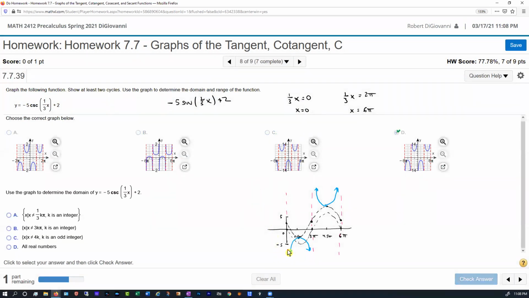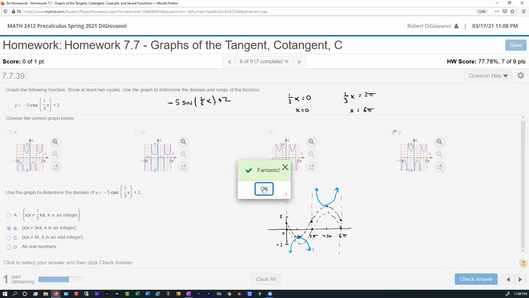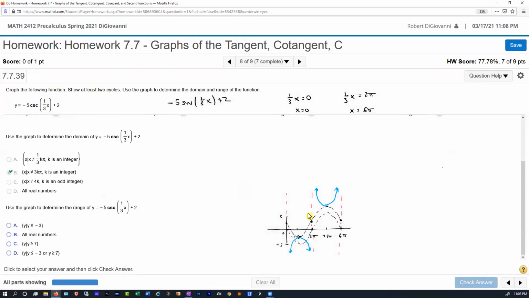Okay, now domain 0, 3 pi, 6 pi, all multiples of 3 pi. x cannot be a multiple of 3 pi. And the range, let's see, now remember, this was 5, then it got moved up 2. So it's everything bigger than 7. This was -5, but it got moved up 2. That's -3. So it's going to be anything bigger than or equal to 7 and less than or equal to -3.